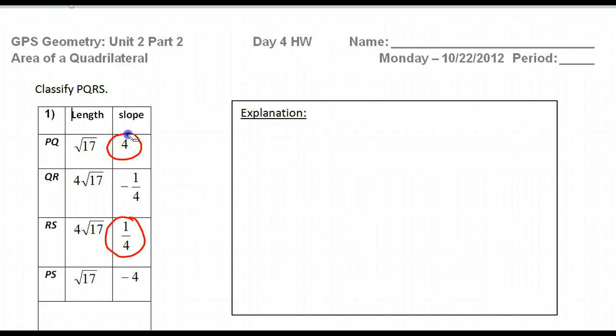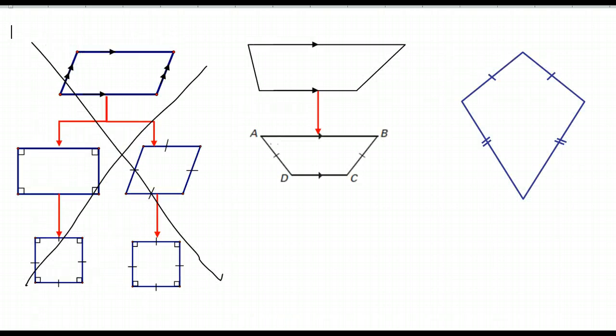Okay, so looking through these slopes, are any of these the slopes of parallel lines? Are any of these sides parallel? No. All of these are different. Not a single one of these slopes is the same. That means this cannot be a trapezoid. There are no parallel sides. Okay, so it is not a trapezoid, so we can throw out trapezoid.